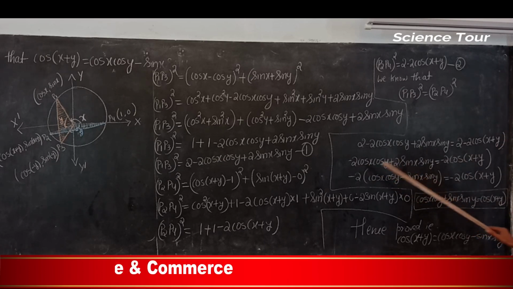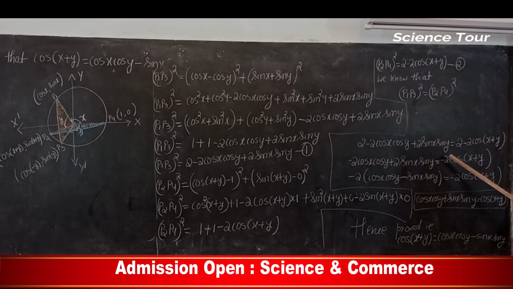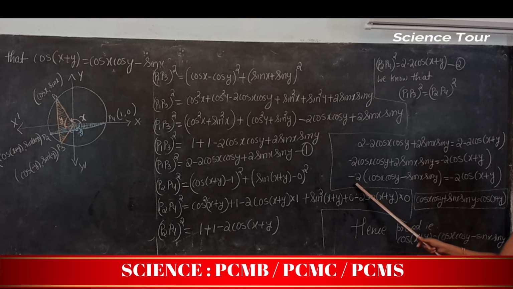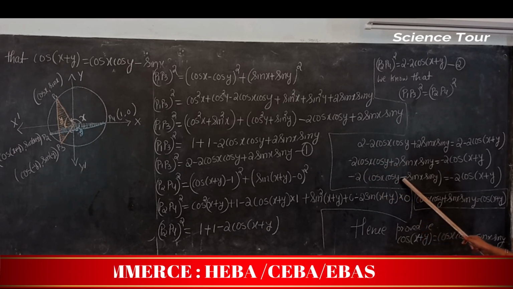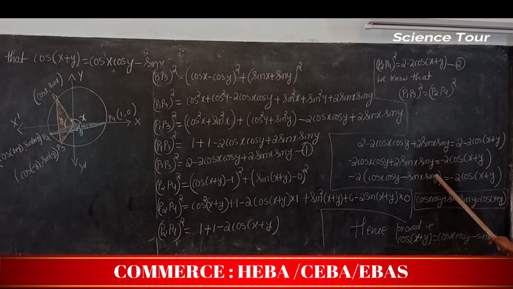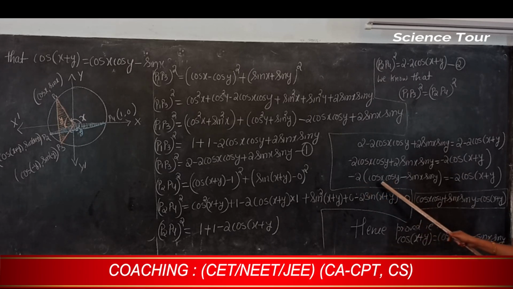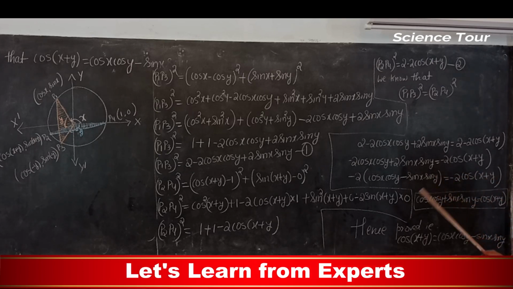So what is common here? 2 is common. But this side is minus 2, this side is minus 2. So to cancel this minus 2, you should take minus 2 outside. If you take minus 2 outside, it is cos x cos y plus, the sign changes as minus, and 2 is outside, sin x sin y is equal to minus 2 cos of (x plus y). So minus 2 and this minus 2 cancel. So your answer will be cos x cos y minus sin x sin y, that is equal to cos (x plus y). So what we need, that we got.